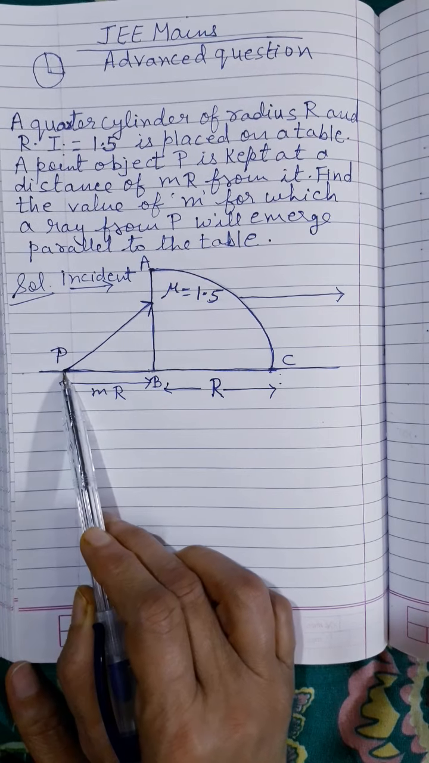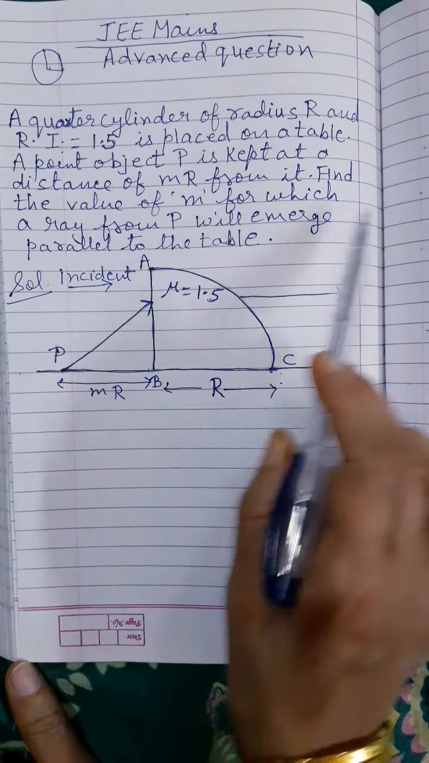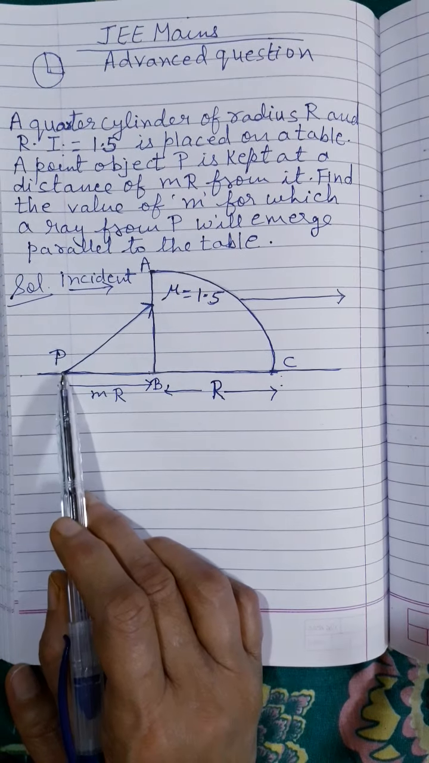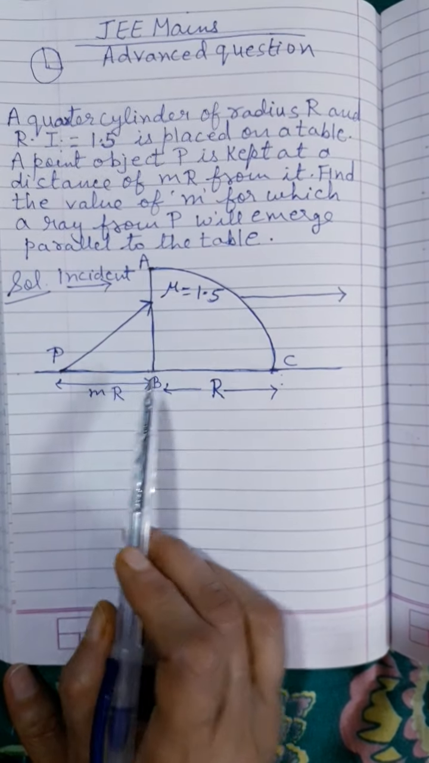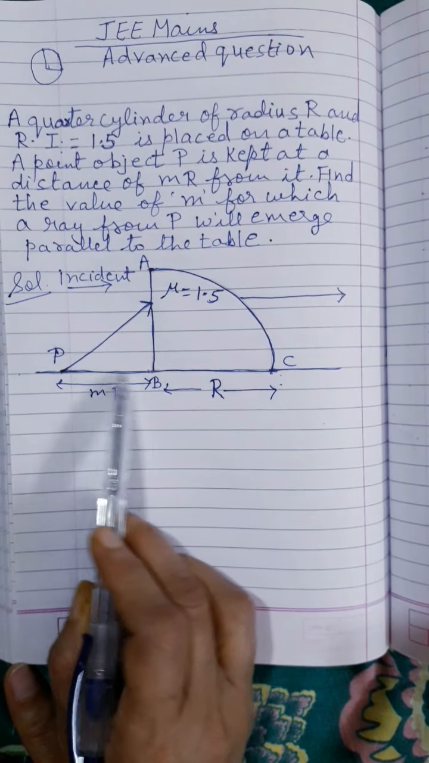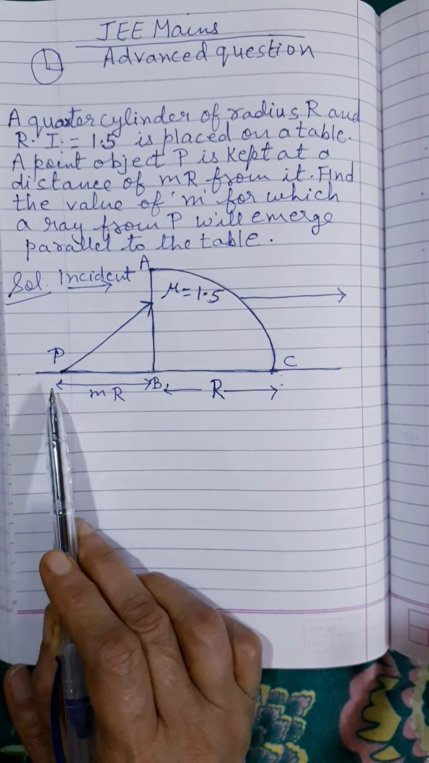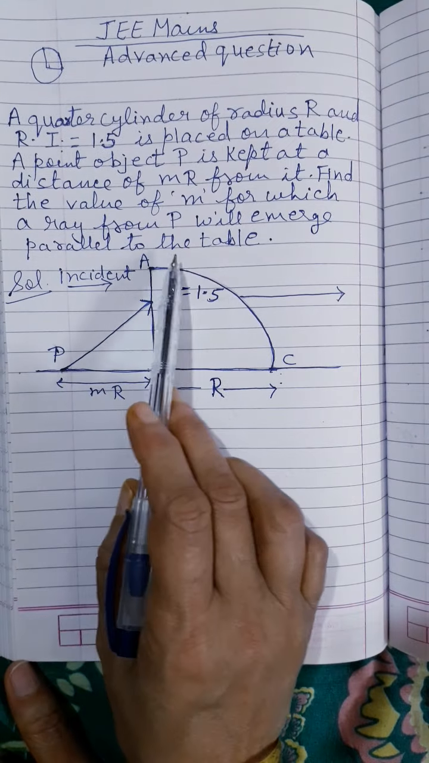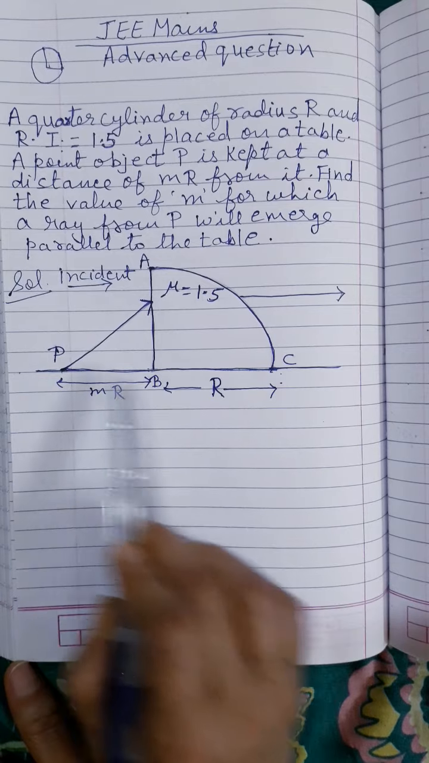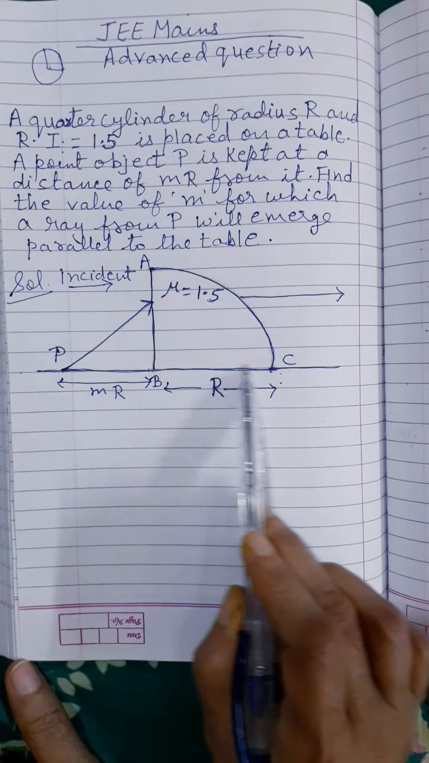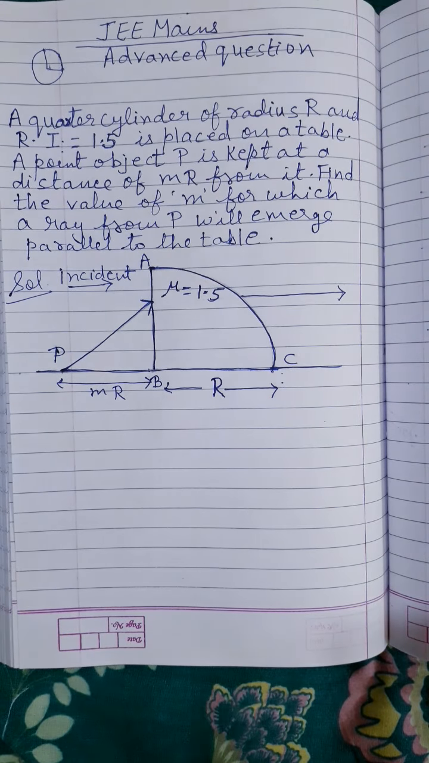P is the point object which is placed in front of this cross section, quarter wala, and the distance of the object from this point B is given how much, mr. So BP we are representing as mr in the figure itself, and the ray emerges parallel to the table. So this is the table, which is also representing the principal axis of this quarter of the cylinder.